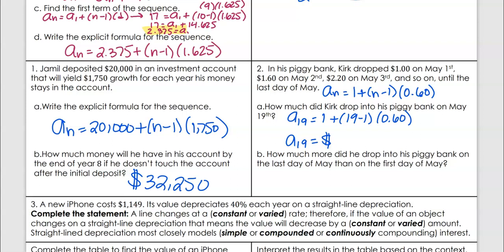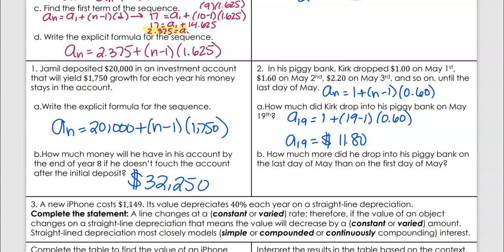Okay. Anybody else match that answer? He got $11.80? Yes, we match. Good. He dropped in $11.80. How much more did he drop into his piggy bank on the last day of May than he did the first day of May? Okay, so we know May 1st he dropped in $1, right?